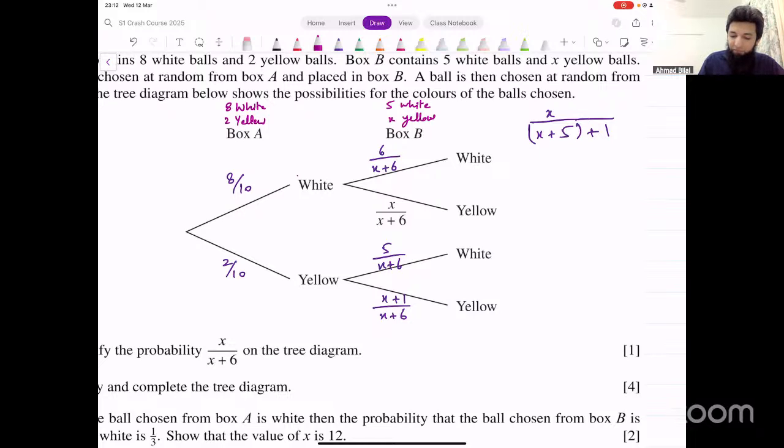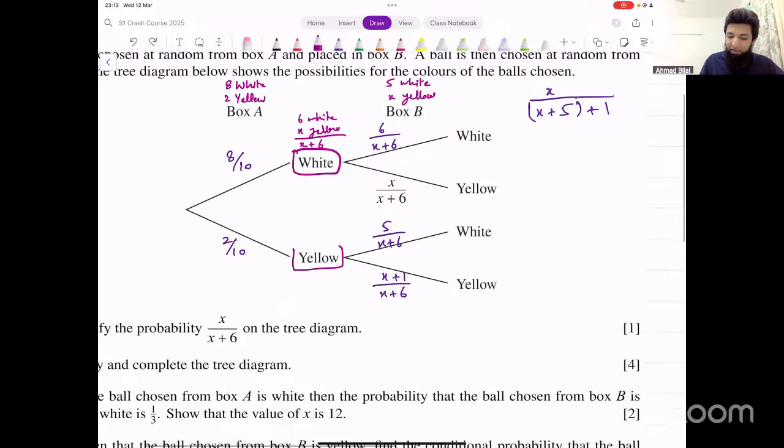Now, if 1 white ball is selected from the first box and put in the second box, the number of white balls increases. So now we have 6 white balls and X yellow balls. What's the total going to be? X plus 6, right? So that's why these are the probabilities that we get. Probability for white, 6 over X plus 6. Probability of yellow, X over X plus 6.